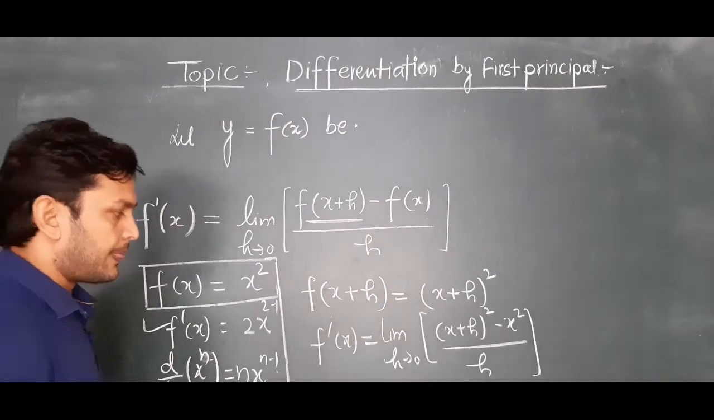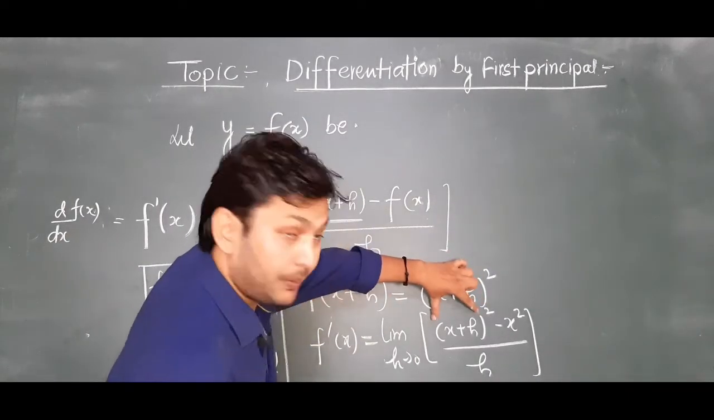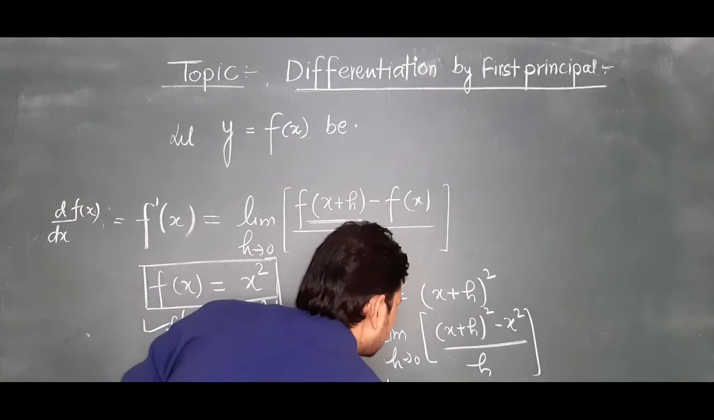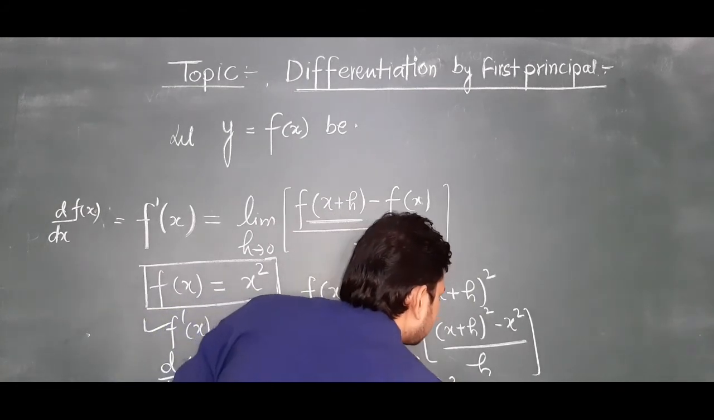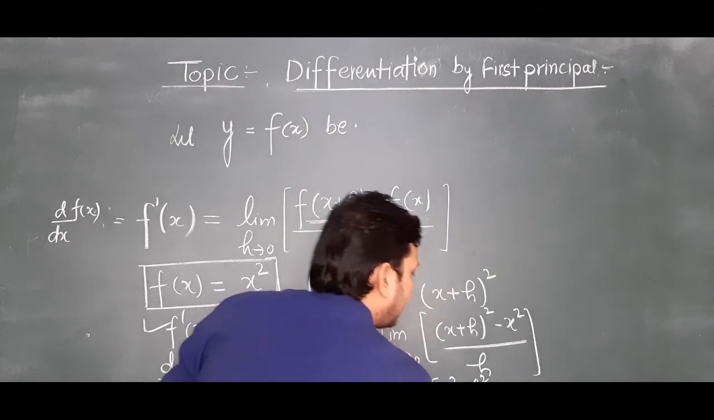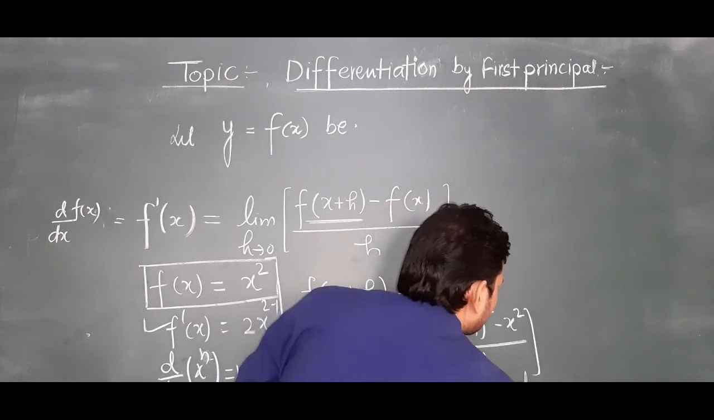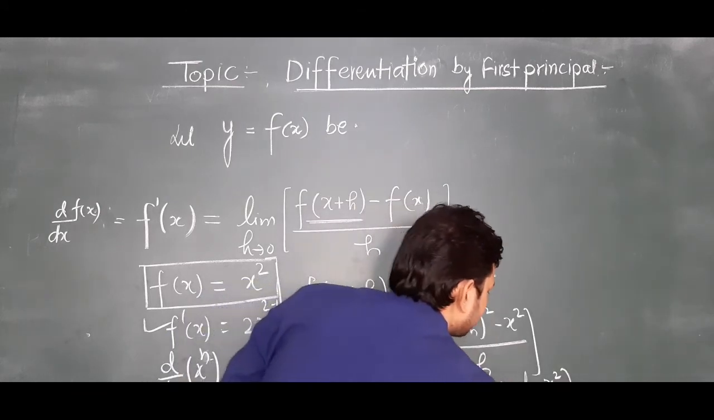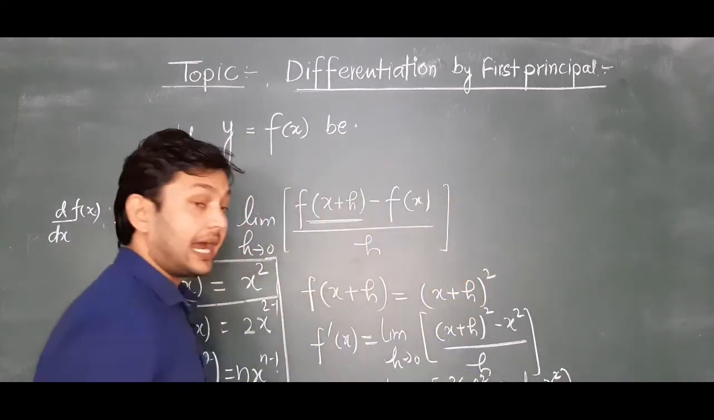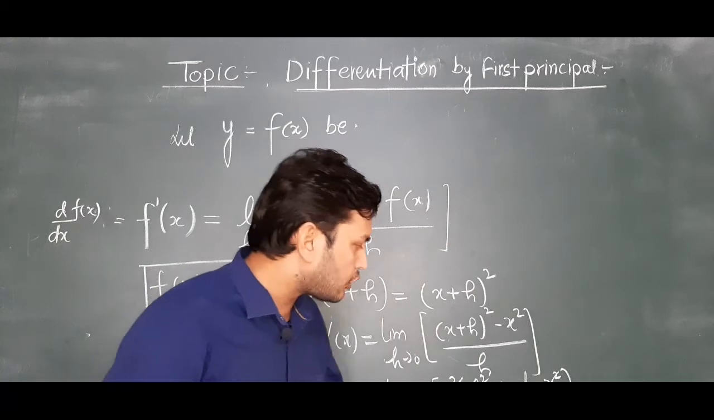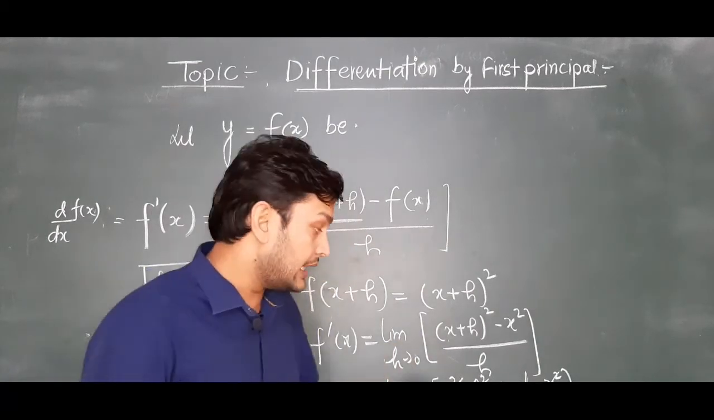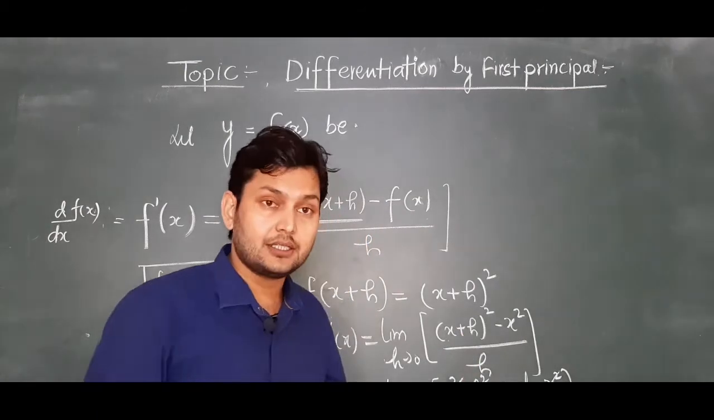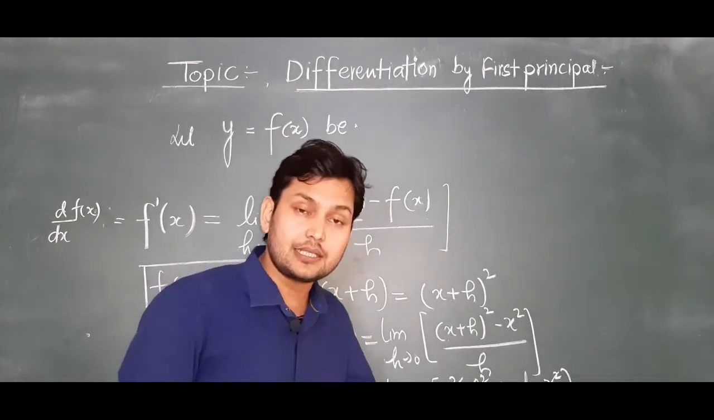First of all, we will open this bracket, and the limit h tends to 0 will give x square plus h square plus 2xh minus x square, upon h. This is the formula for (a plus b) whole square. Now one thing I want to tell you: our duty was to remove this h, and from here you can take out h common, and that h will cancel with the h in the denominator.